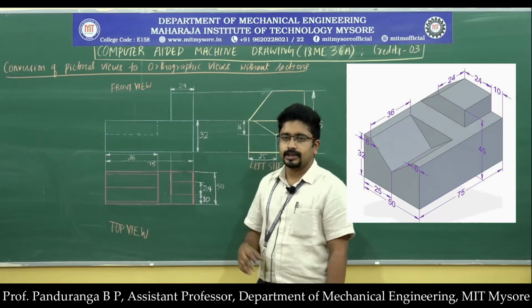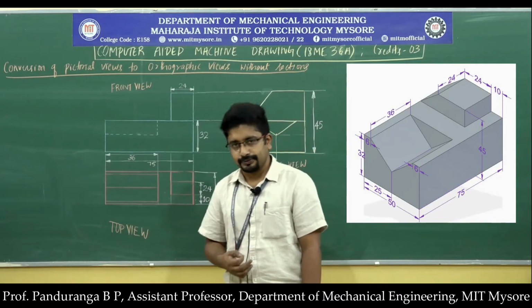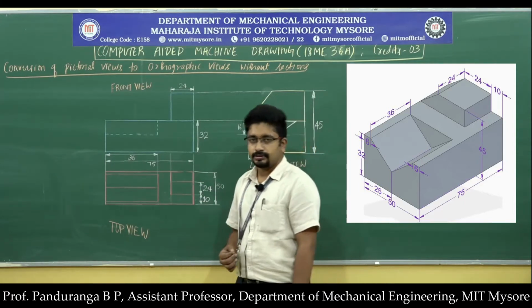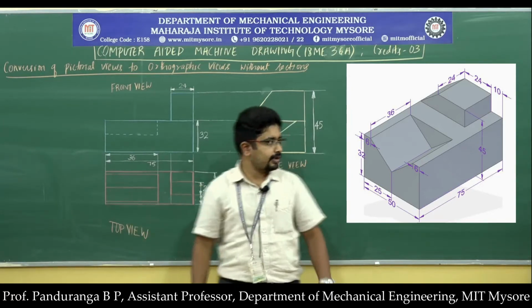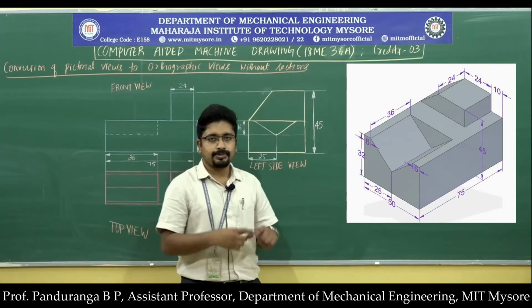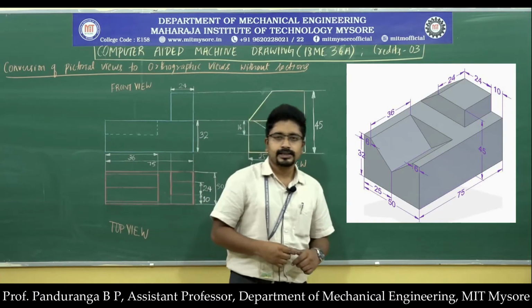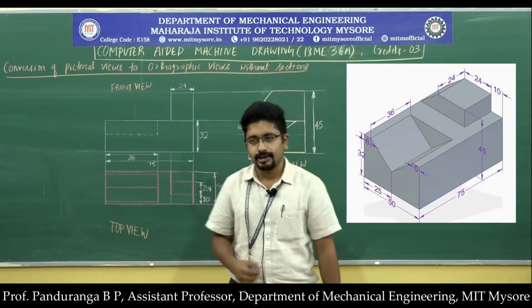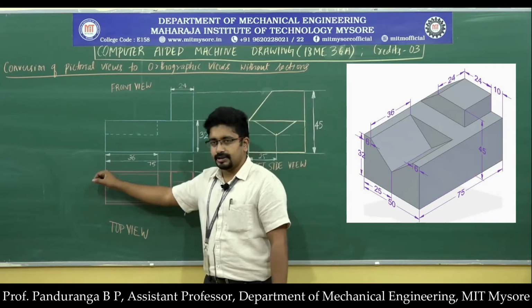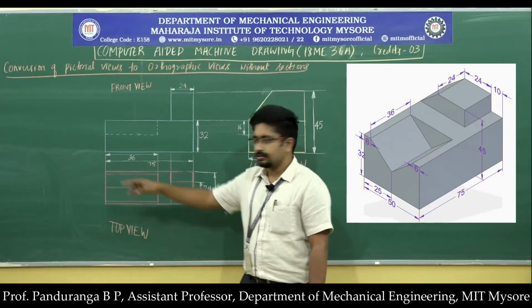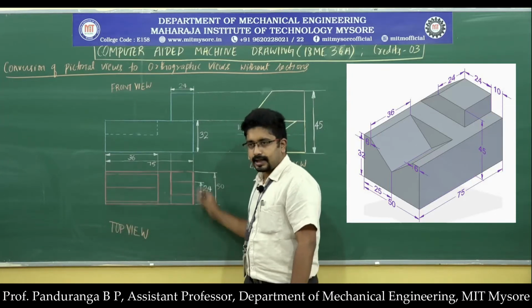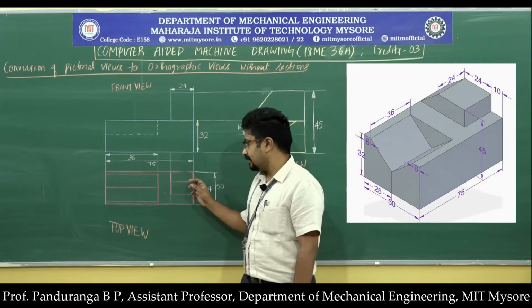So that will be the reference line for the top view. From there we will start our top view construction. Now when you look at this object from the top, it appears to be a rectangle of 75 millimeter by 50 millimeter. We have 75 millimeter here, so we need to move down by 50 millimeter. So I'll construct this rectangle of 75 by 50 millimeter.